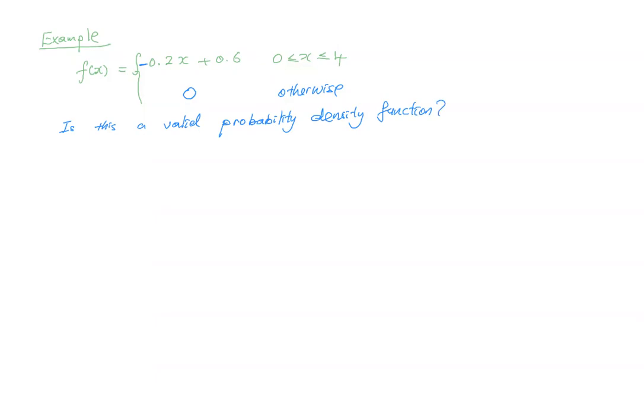Okay, can someone tell me, is this a valid probability density function? I have a friend who said no. Why not? Explain, why not? Can you use your GC and sketch this graph? Is it because when x equals 4, the function is below the x-axis?